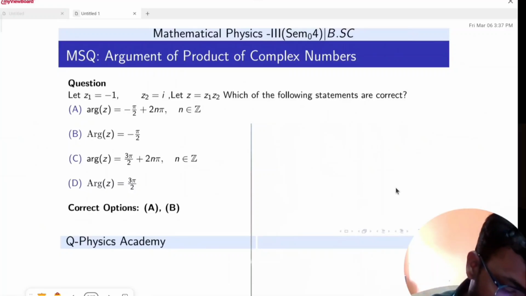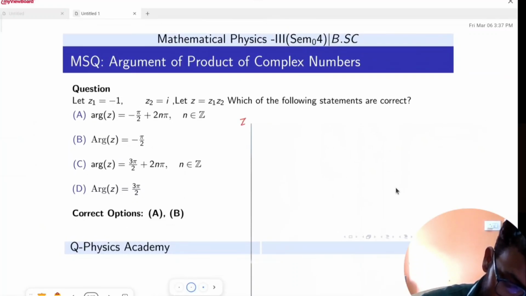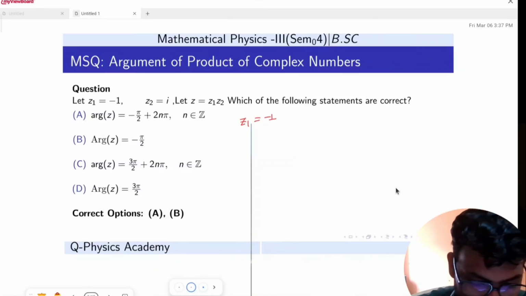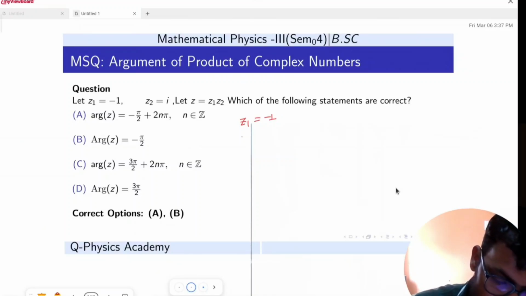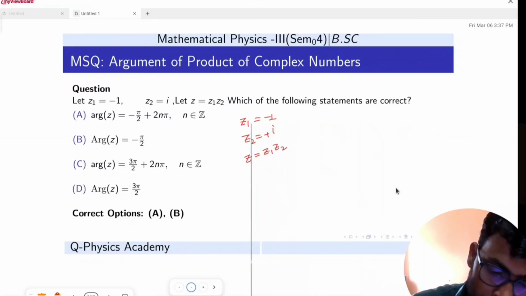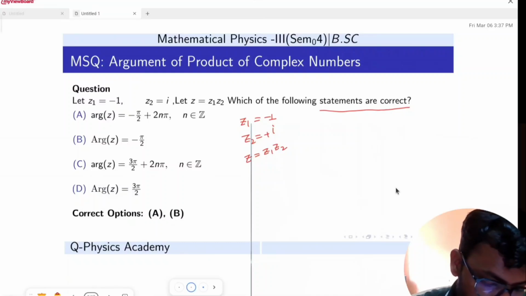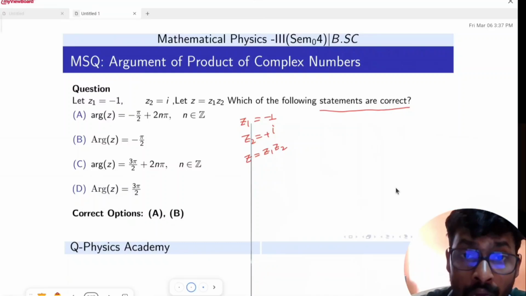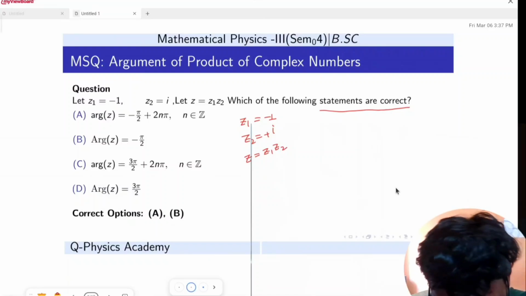MSQ problem. Let us consider there are two complex numbers. One complex number is z1 equals -1, and another complex number is z2 equals plus i, and we take the product of these two complex numbers z1 and z2. So which of the following statements are correct? It's again an MSQ type question. You need to calculate the argument and principal argument. Okay, let's try to solve this.